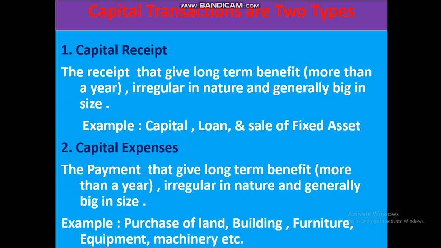And now capital expenses. Capital expense means the payment. Earlier you received, now the payment that gives long-term benefit. That means the characteristics of these two transactions are the same because they are from capital transaction. Here we receive, here we have to pay the money. The payment that gives long-term benefit of more than a year, irregular in nature and generally big in size. Three main characteristics, and this type of transaction is capital expenses. For example, purchase of land, building, furniture, equipment, machinery.